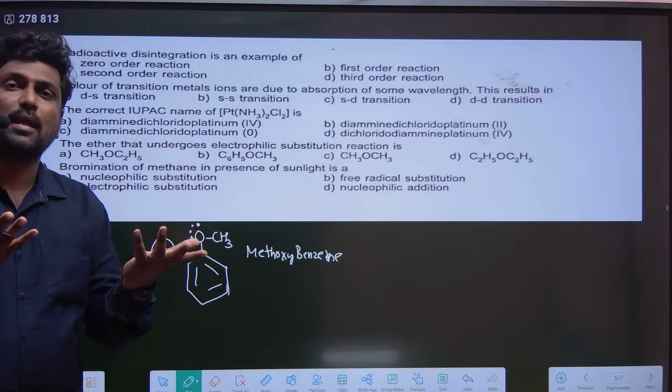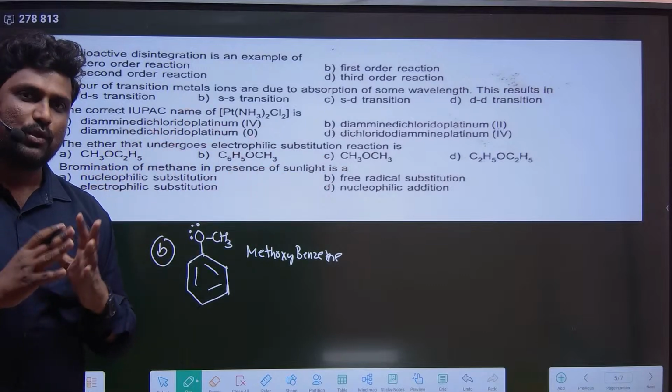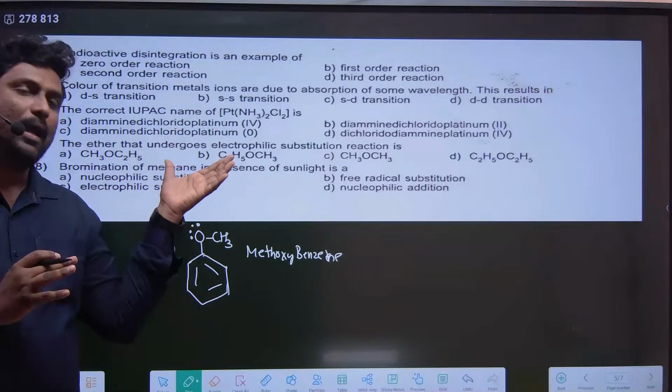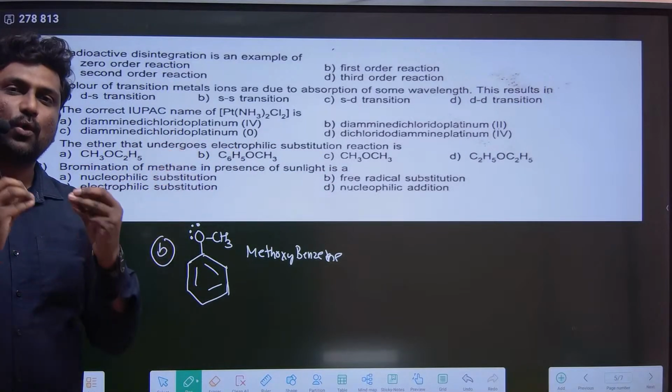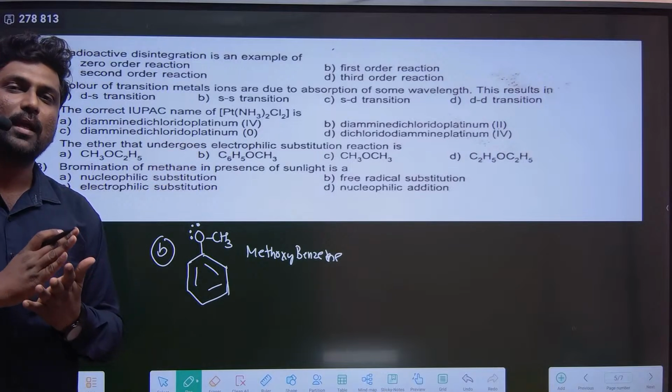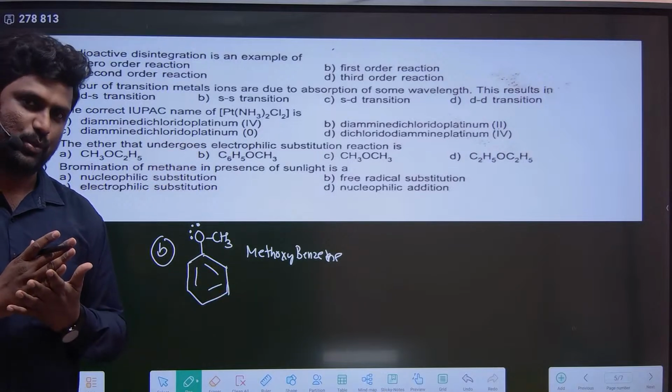So it may be asked in any other chapter also. Therefore, you have to always remember that electrophilic substitution reaction is always done by aromatic compounds such as benzenoid compounds.